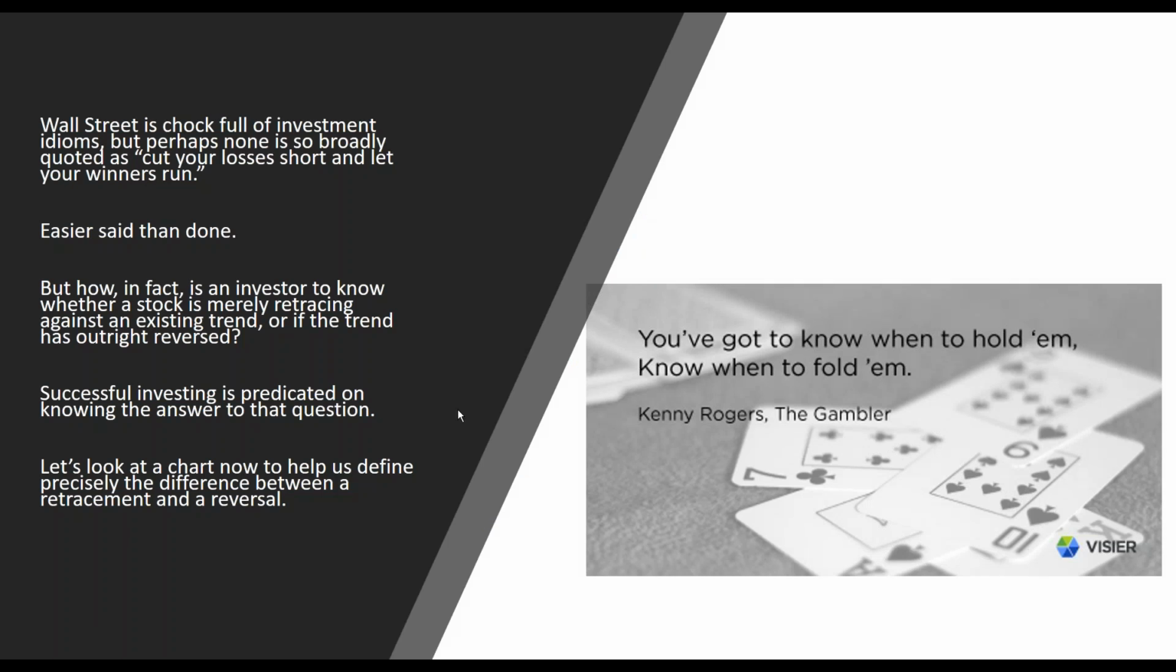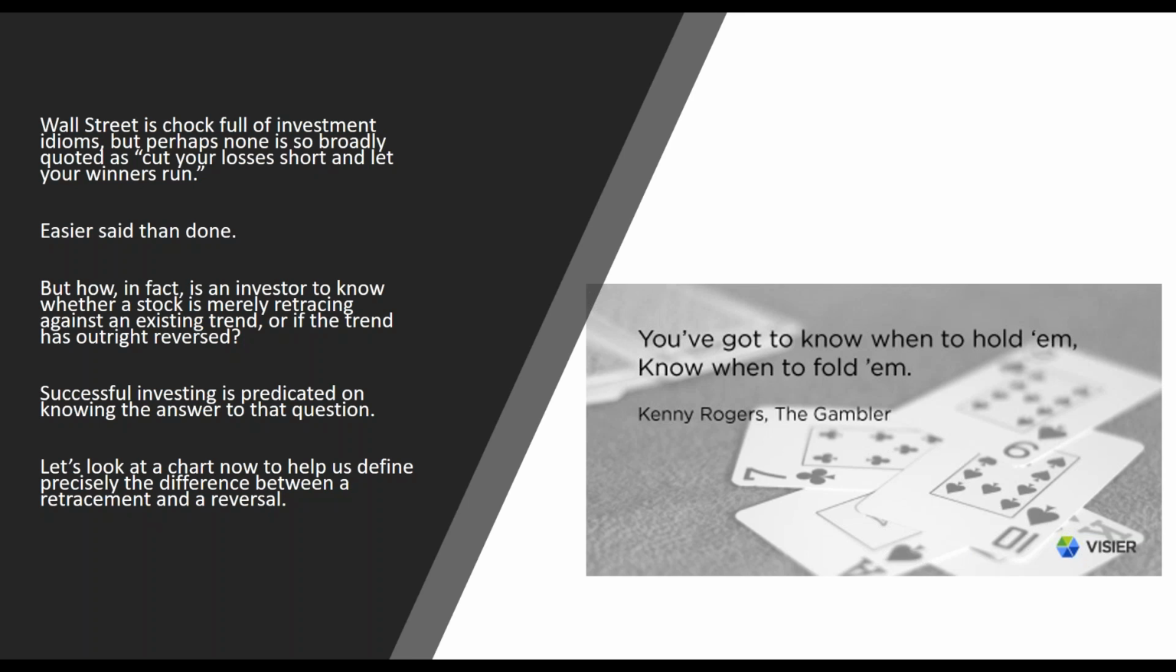Now, Wall Street is chock full of idioms, perhaps none so broadly quoted as cut your losses short and let your winners run. And that's very important. You've got to be able to let your winners run. If you can't make the maximum amount of pips per trade, then you're eventually going to lose because your losing trades will outnumber your winning trades, and you'll have bigger losses than your profits because you have to know when to let your trade run. Now, this is easier said than done.